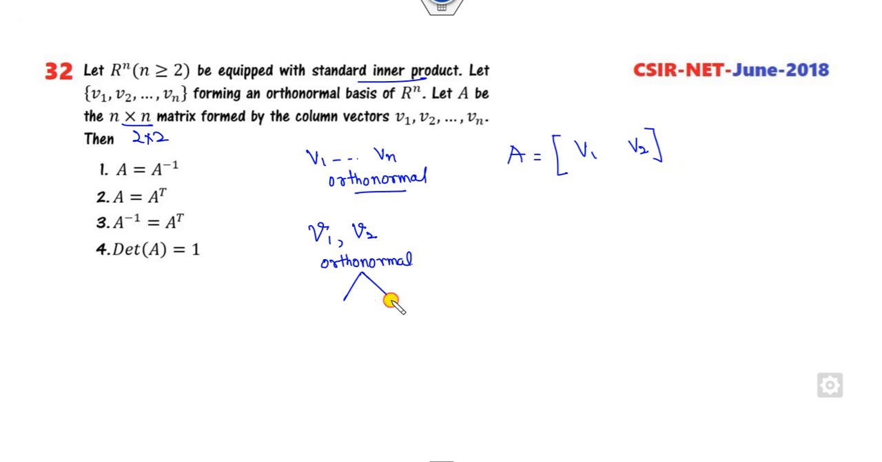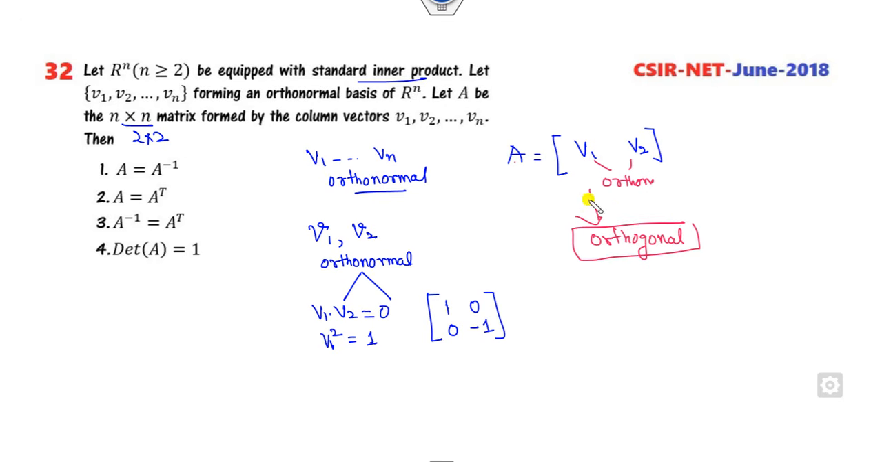Okay, what is orthonormal? That is V1 dot V2 will be 0 and V1 square will be 1. Fine. Like for this matrix, if I simply say [[1, 0], [0, -1]], clearly V11 is 1, the square of it is 1, and the dot product will be 0. Now if you consider the matrix A here, that's simple. If V1 and V2 are orthonormal, then what is the matrix corresponding to their column vectors? This is my orthogonal matrix. You can easily construct it by using the Gram-Schmidt process.